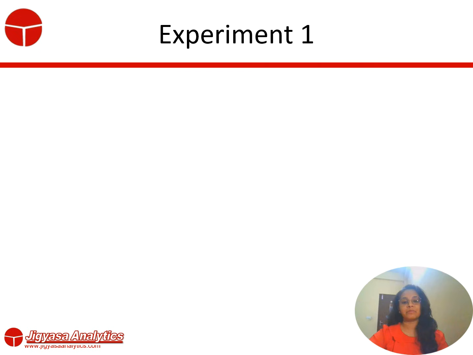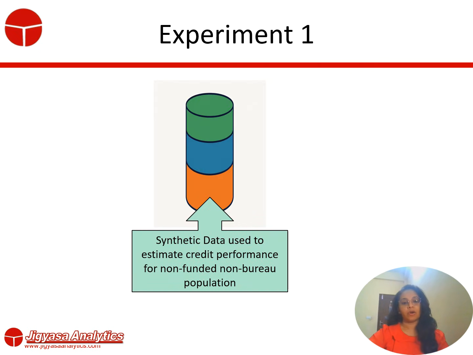Let me talk about experiment 1. Now, what was the goal here? We wanted to replace the dependent variable for the non-funded non-bureau segment with a synthetic version. And how did we generate it? We used two approaches, an LLM-based method and a diffusion model, both trained on the non-funded bureau data. What did the model look like? We kept the entire actual dataset intact. For the non-funded non-bureau customers, we swapped out the actual dependent variable with the synthetic one.